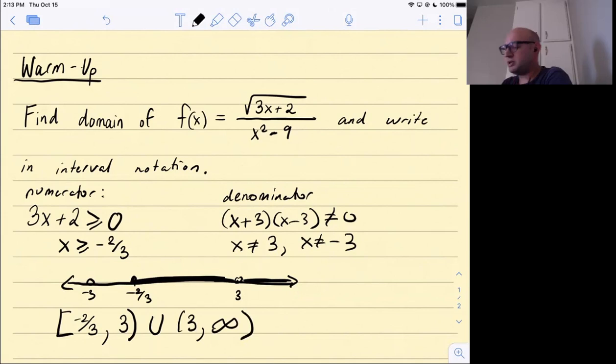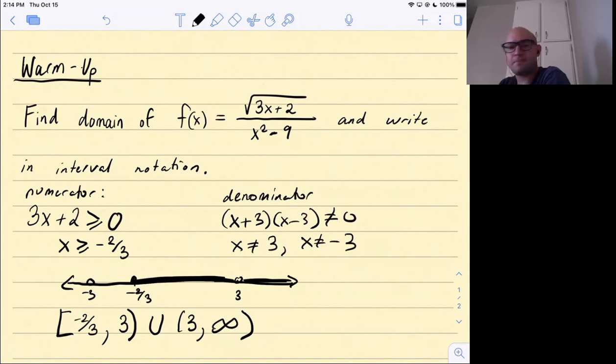I like this question because it forces you to write down and think about the conditions that you're required to have, and then group them all together and realize that some of them are sort of redundant, like x is not equal to -3. You don't need to bring up -3 because it's not going to be part of your intervals anyhow, because x has to be greater than -2/3.